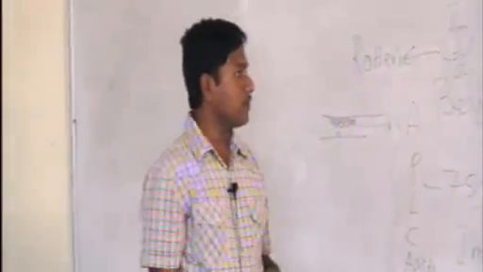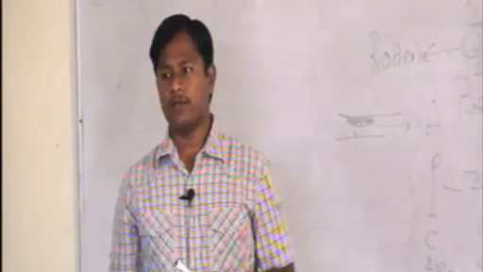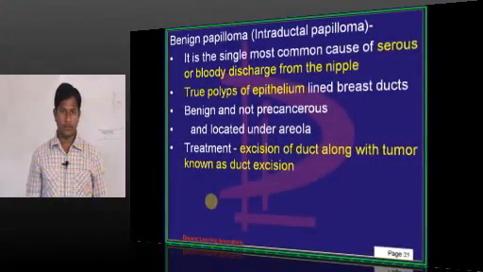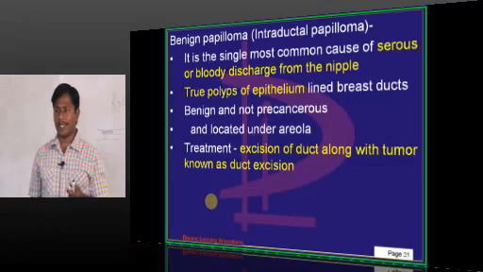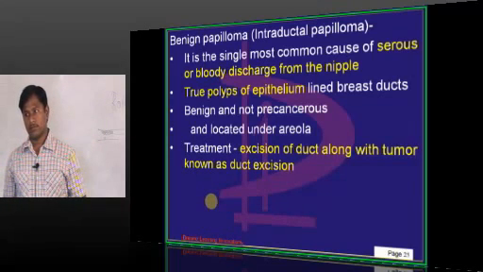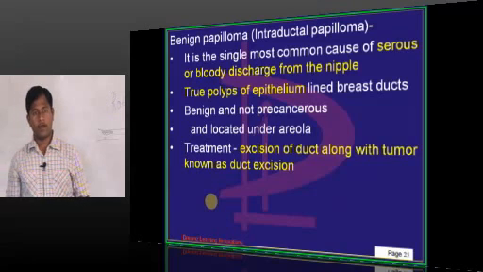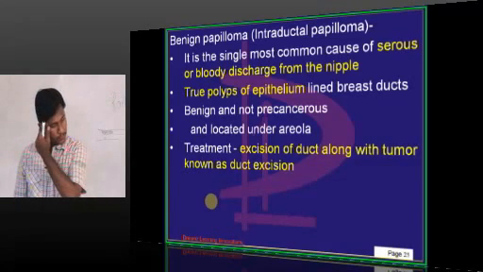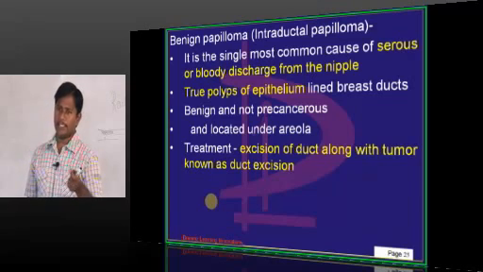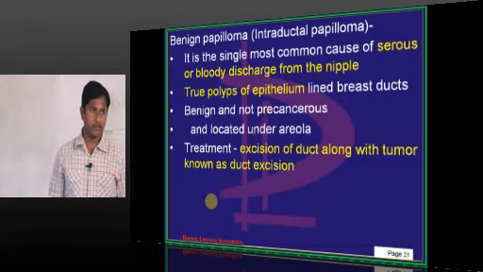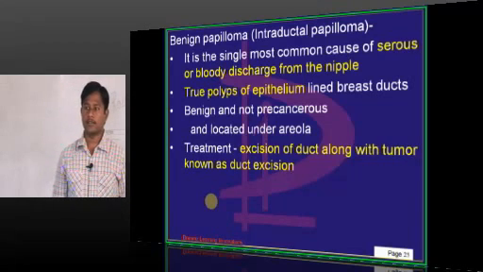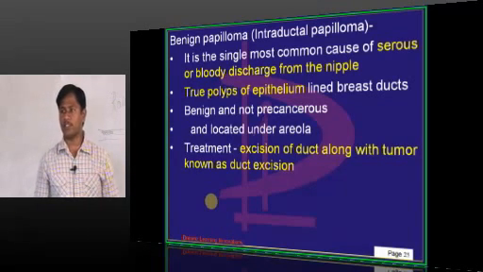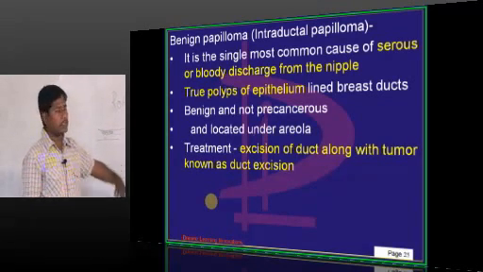These are the most common causes of secretions. And how to identify duct papilloma? What is the investigation that you do to identify a duct papilloma? Whenever there is any discharge from the nipple, what is your next line of investigation? Cytology. You do an FNAC and do the cytology, and cytology determines whether it is a papilloma or not.